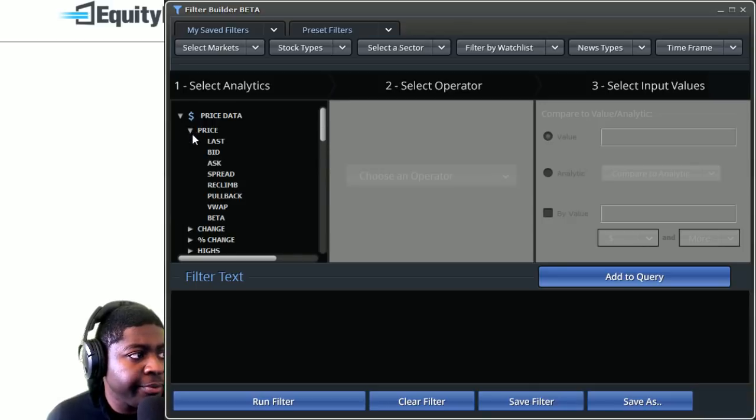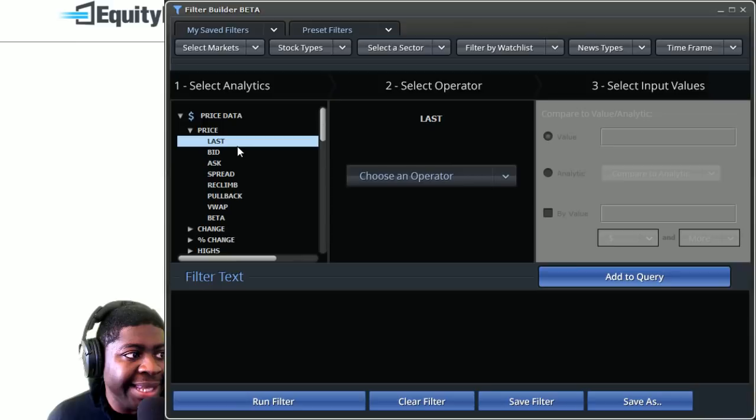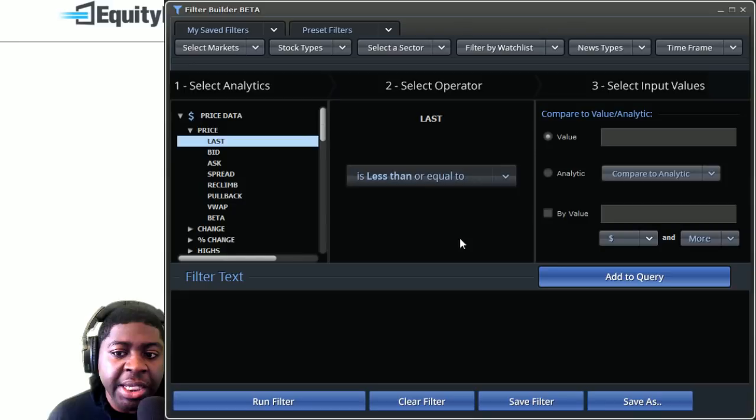So we're going to set price. We're going to select last, and you can't see it, but I can see it. We're basically going to select less than or equal to, and I want to put 5 here. $5. So I'm looking for any company, any stock.